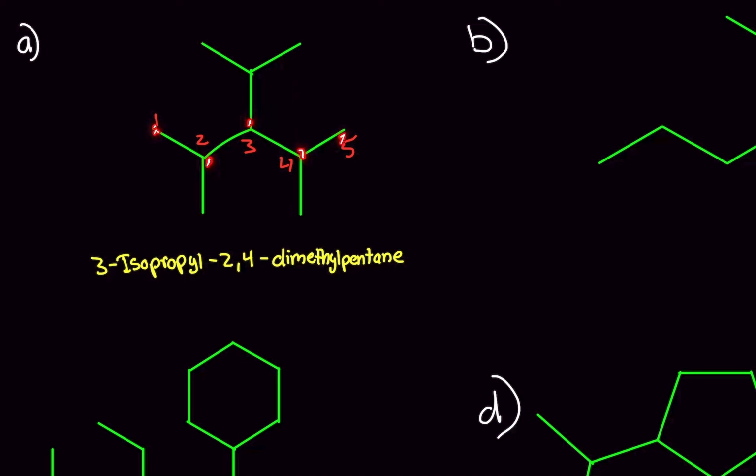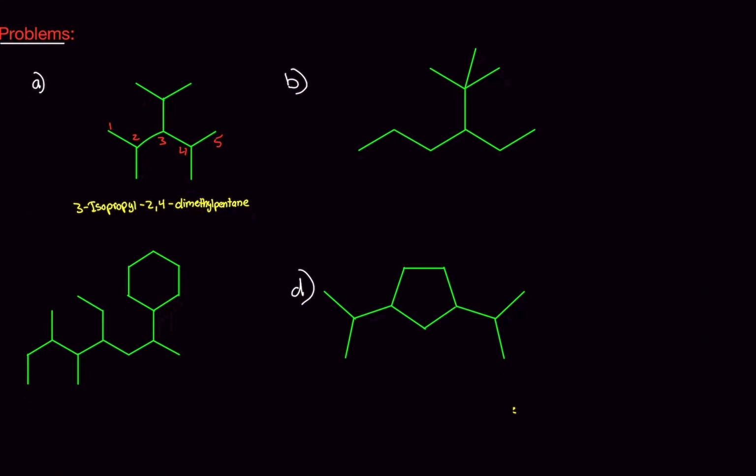Okay, so first we know it's a pentane because it's 5 carbons: 1, 2, 3, 4, 5. We have an isopropyl group on carbon number 3 right here. This is an isopropyl group. It looks like a tree. A propyl, meaning 3 carbons. So we have 1, 2, 3. We don't count the parent chain. So 1, 2, 3, and it branches like a tree. That's an isopropyl group. It's on carbon number 3. We have a methyl group on carbon number 2 and carbon number 4, and that's why it's called dimethyl. And then we just put the parent chain at the end, which is pentane.